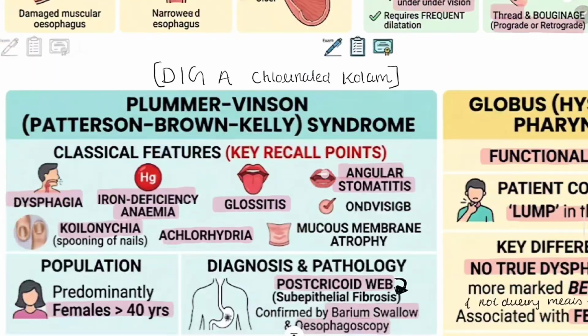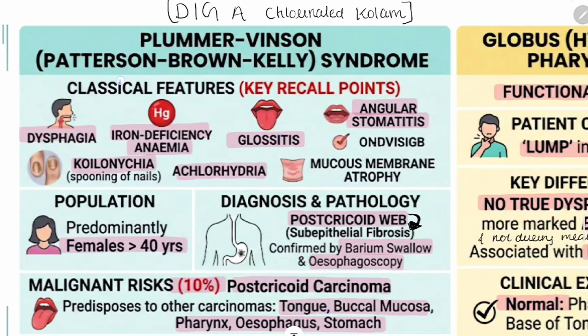Okay, now coming to Plummer Vinson syndrome, also known as Paterson-Brown-Kelly syndrome. The classical features of Plummer Vinson syndrome are dysphagia, iron deficiency anemia, glossitis, angular stomatitis, koilonychia and achlorhydria. Dysphagia, iron deficiency anemia, glossitis, angular stomatitis, then koilonychia and achlorhydria. And here we can see mucous membrane atrophy.